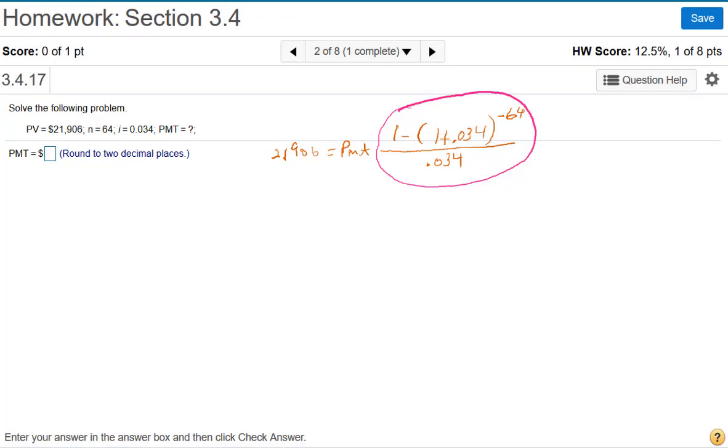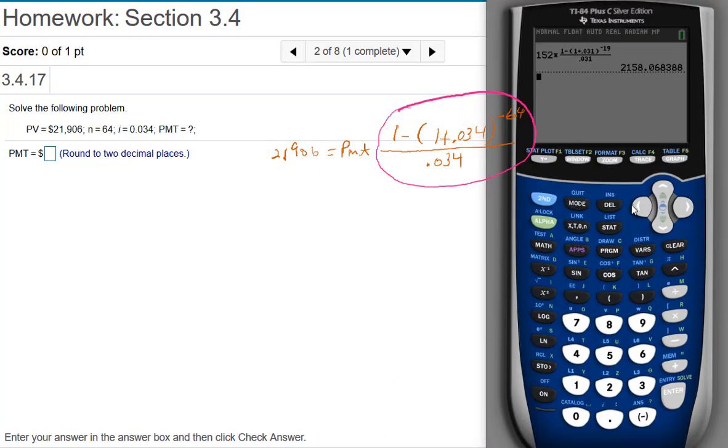So on my calculator, I'm going to do the fraction. That's the green key, y equals number 1. 1 minus. Now this time, like I mentioned in the previous problem, I can put the 1 and the 0.034 together in my head and not have to type the parentheses. This is 1.034 with an exponent of negative 64 and 0.034 on bottom. Now that comes out to be, as you can see here, 25.95, etc.